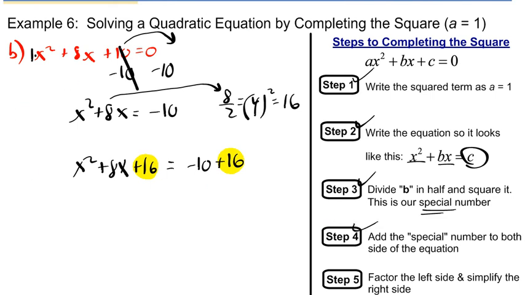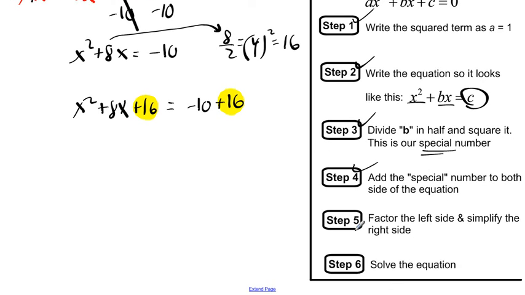Bing! Step number 5. We're going to factor the left side. And factoring the left side, there's a really cool shortcut. And I just did it right now. Let me explain how you get that very quickly. This is exactly how you do it, okay? All you do is you divide this 8 by 2, and I get 4. And this sign right here is always going to be the same sign as that 8. So that's why it's going to be x plus 4, quantity squared.